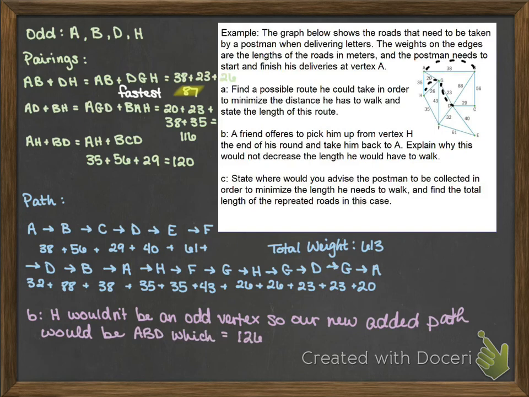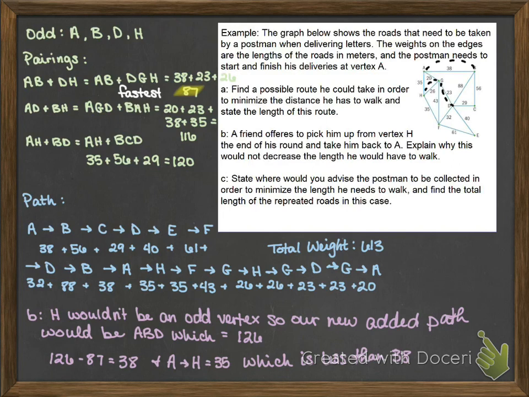So then our new added path to make sure we didn't have those odd vertices would be ABD, which is a weight of 126. So with having H as an odd vertex, we added in paths that were a total of 87. So 126 minus 87 is a weight of 39. If he was to be picked up by the friend at H and taken back to A, that would be losing out on a weight of 35. 38 is larger than 35, so there is a larger weight with taking out H.